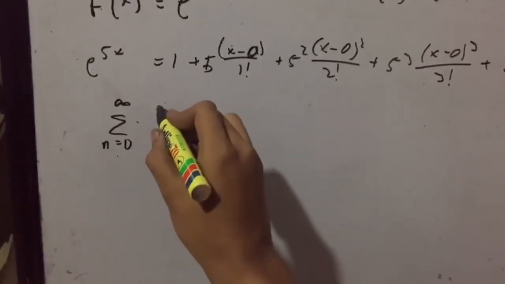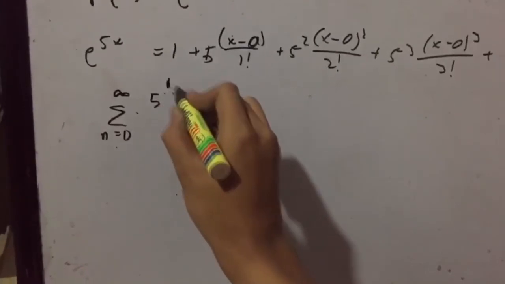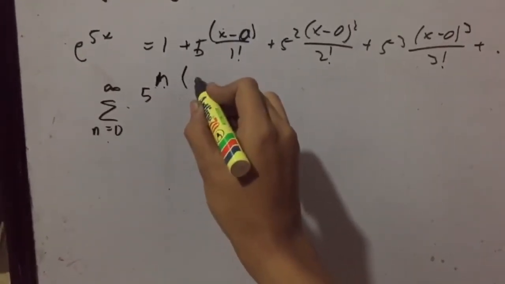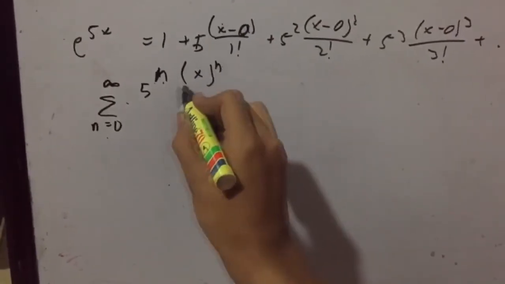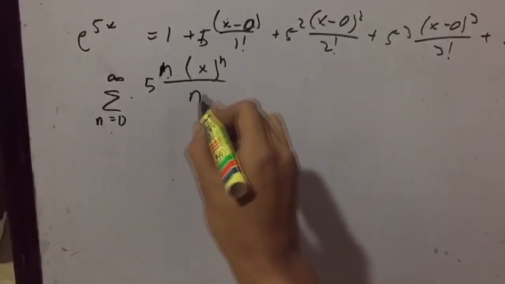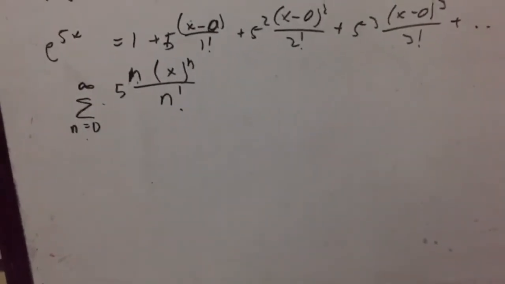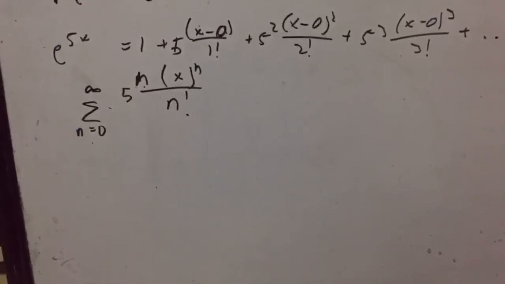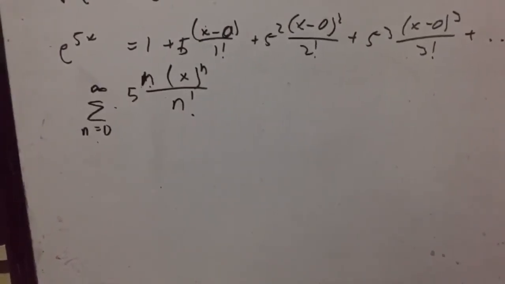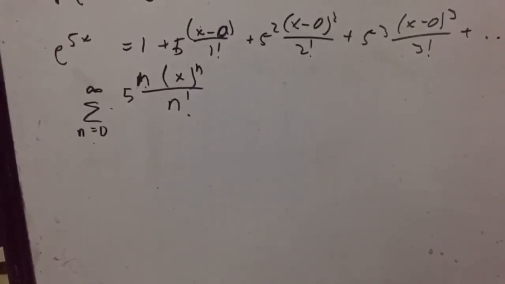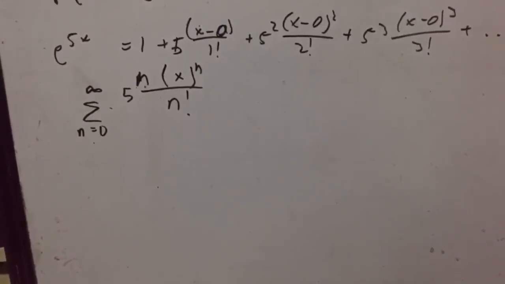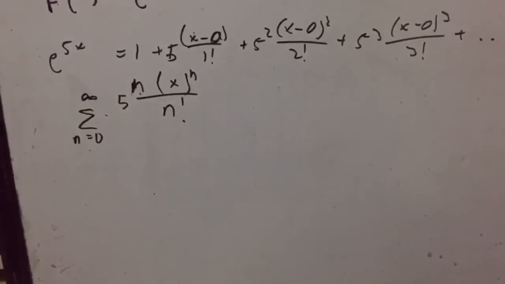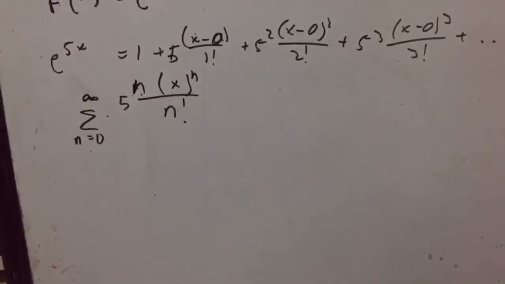You could actually rewrite this a little more compactly. It looks to me like the infinite sum from n equals 0 to infinity. We'll have the derivative, which is going to be 5 to the n, and then it simply looks like we have x to the n over n factorial. Notice if you plug in n equals 0, you'll get 5 to the 0. 0 factorial is defined to be 1, and so we'll get 1.